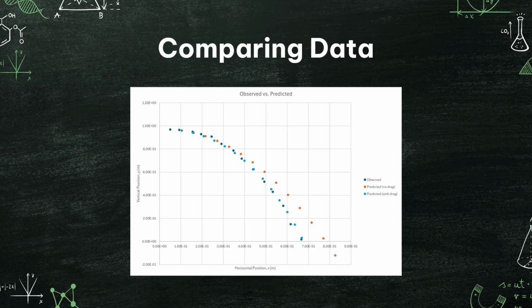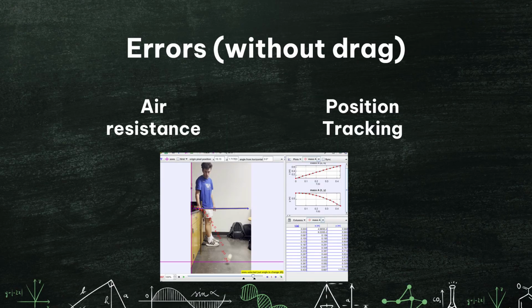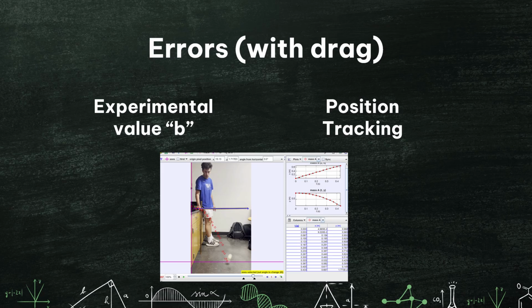Errors for the graph without drag would be neglecting air resistance, pretty obviously, as well as human error during the position tracking. We're not always going to get the center of mass correctly. Errors for the graph with drag would be caused by the position tracking as well, and then also incorrectly finding that experimental value of b that we discussed earlier that is used when calculating the drag force.